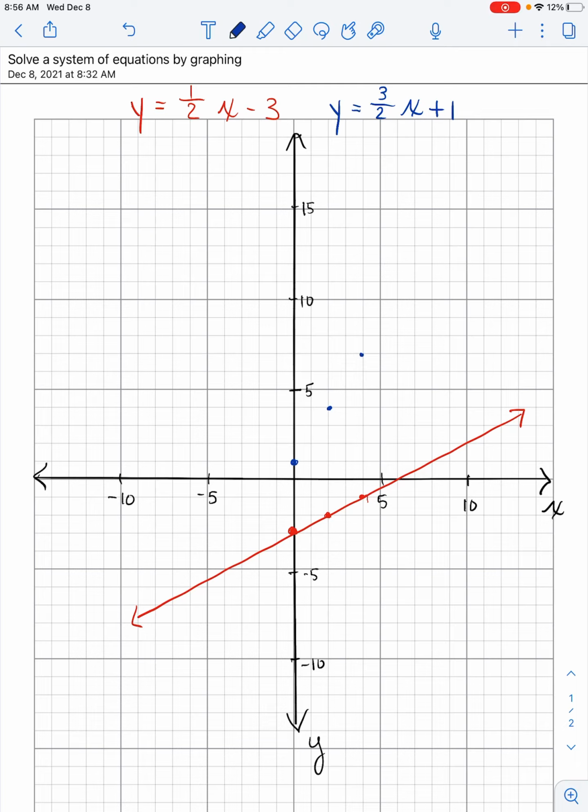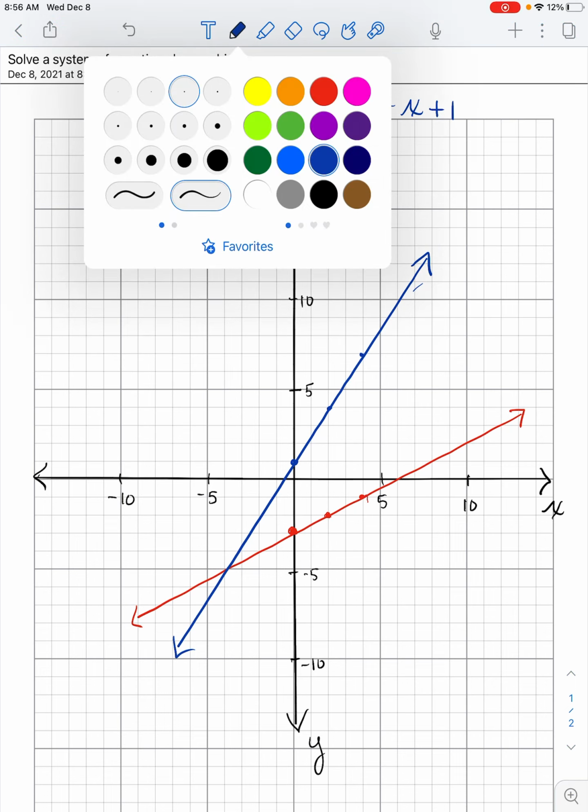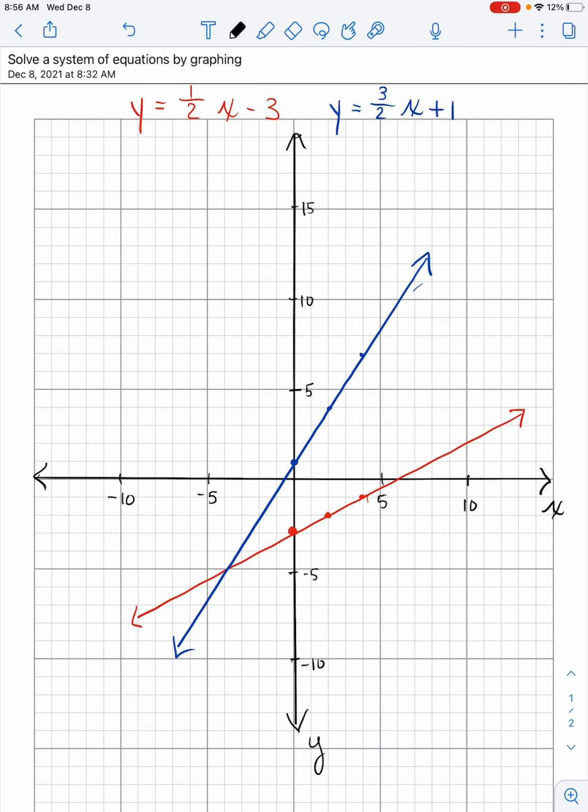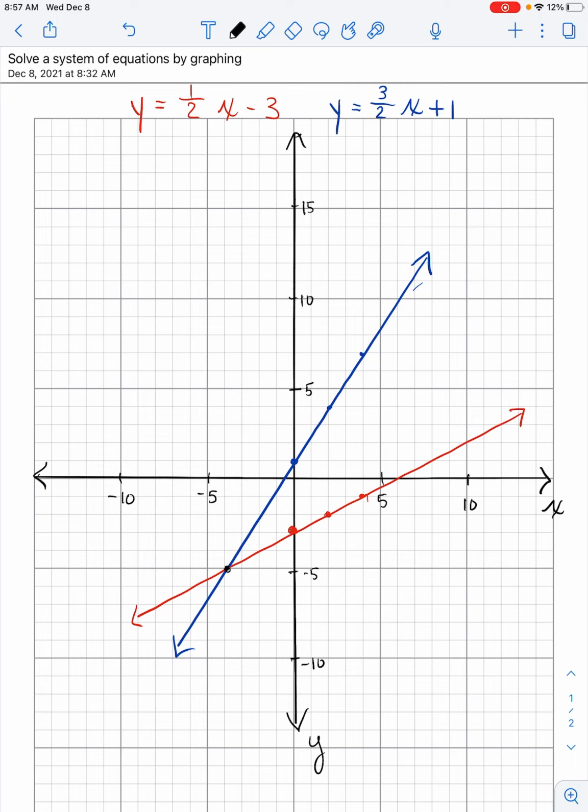And let's draw my line. And here we go. Okay, now, well, that's great. I have two lines that I've graphed. Now, the question is, how do I find my solution? In other words, what are the x and y values that will make both of these equations true? That would be the point of intersection of these two lines, which conveniently happens to be right here.